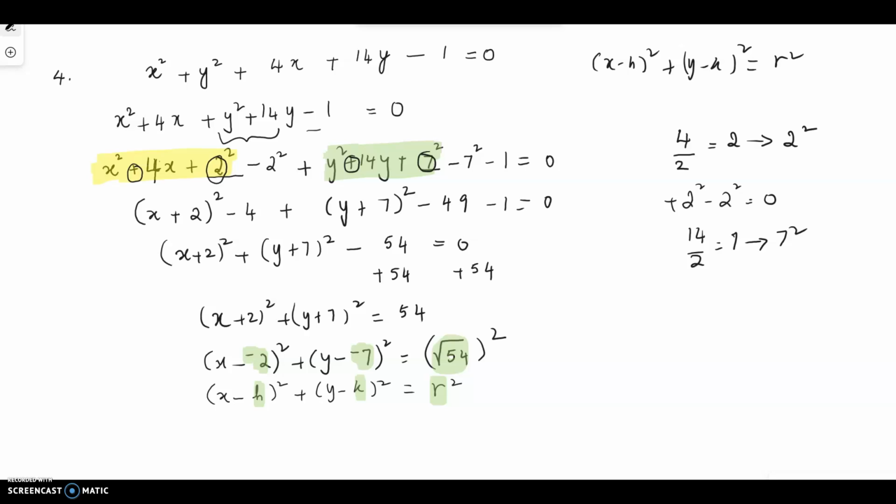So now we know that the center of this circle (h, k) is (negative 2, negative 7), and the radius r is radical 54. We could go a little further and simplify this radical expression. 9 times 6 is 54, which is the same as radical 9 times radical 6. Radical 9 is 3, so it's 3 radical 6. So the radius is 3 radical 6.